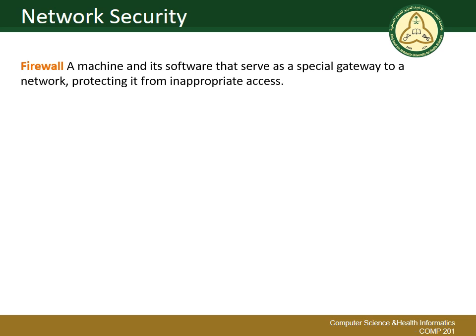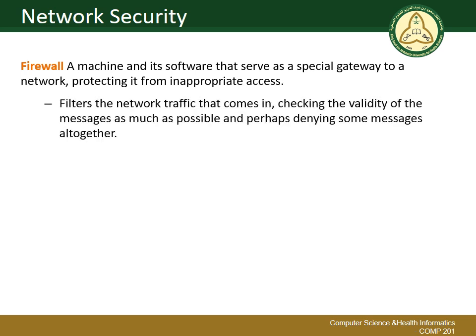So first, network security is called a firewall. A firewall is a machine, a device, hardware and software that serves as a special gateway to a network. It protects our network from any inappropriate access. So it will prevent people who are not authorized from accessing our data. Also, it will not allow inappropriate data into our network, and does not allow people to send data that they are not allowed to.